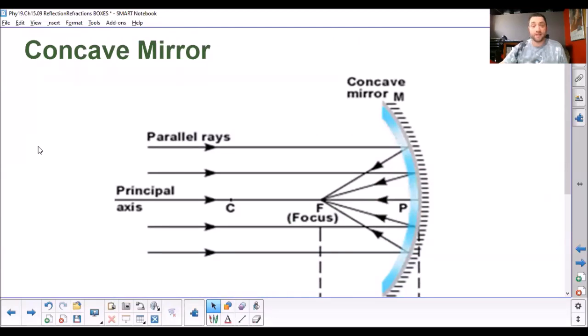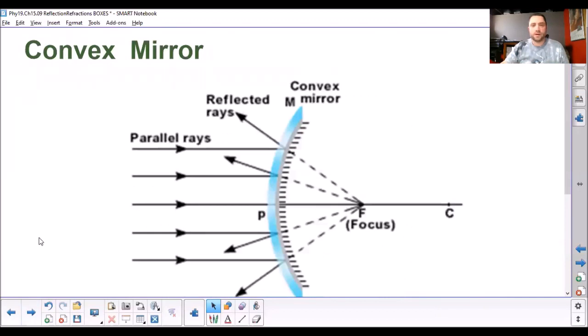For a concave mirror, think cave because you go inside of a cave, so it's cave-like. All of them are going to bounce back toward a central focus point. So all those light rays are going to come in and bounce back. And that makes sense because it's a cave, everything's pointing back toward the middle. The opposite of that would be a convex mirror. This left side is where the light is coming from. And so as they come in, they bounce off and they spread out. So they come in, they bounce out wide.